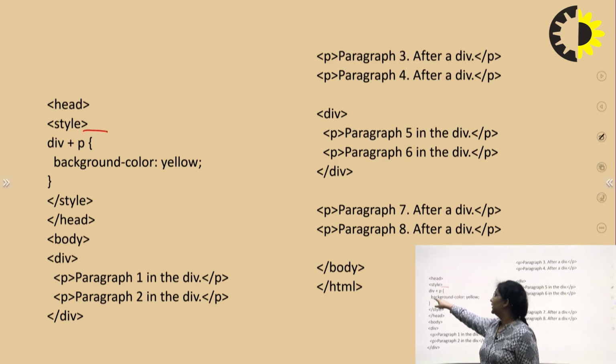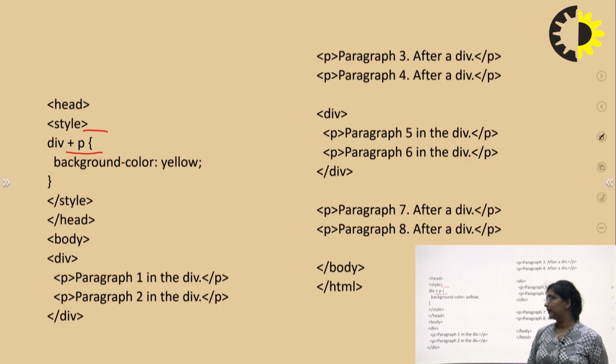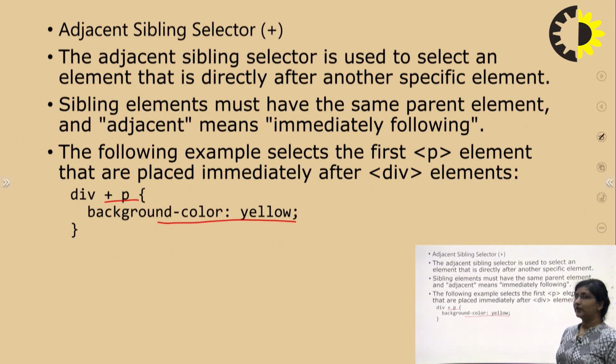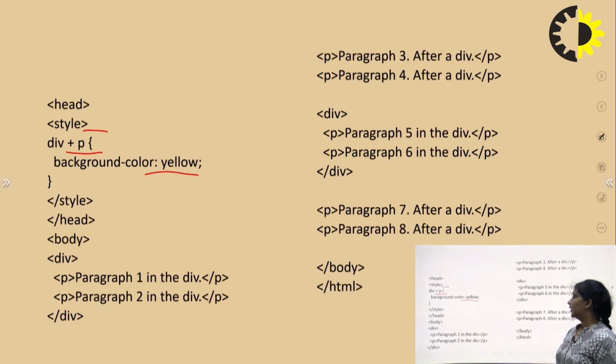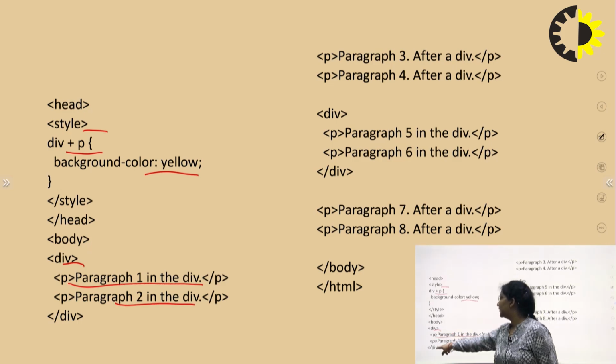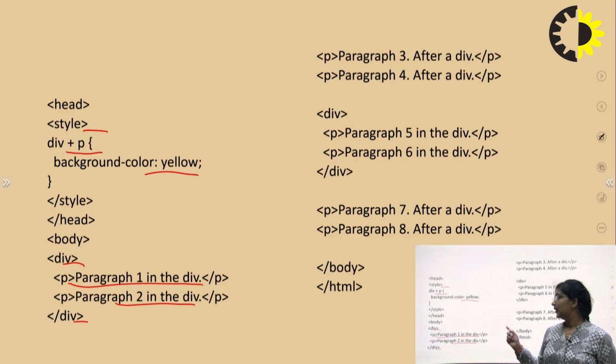Style tag, div plus P. Here, background color is set to yellow. So, what was P? P we know, adjacent selector. In the body tag, we have div, then P tag, and then div is closed. Here P is a child element of div, but what we require is a sibling. So the CSS will not work for it.